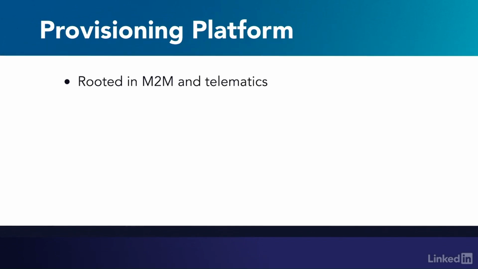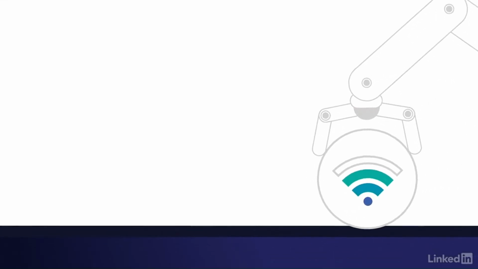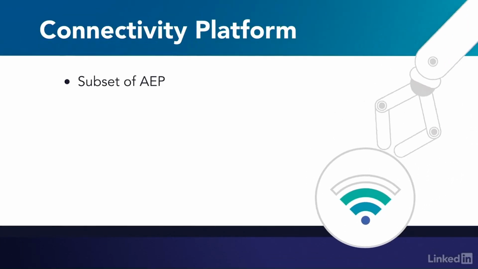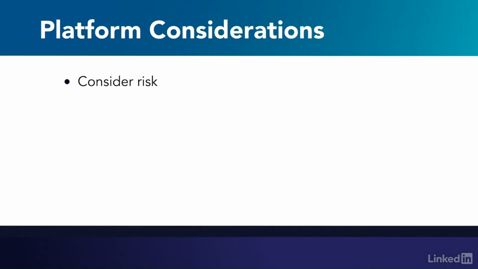It has history in M2M and telematics. Its primary purpose is to provision a SIM card to establish a cellular connection. The third type of IoT platform is called a Connectivity Platform. It is a subset of an AEP, and it simply establishes a connection between a software module on the embedded system and the Internet. This is generally what connected products use. When using an IoT platform, consider the risk of building your application on rented land. Develop it in a modular way so it can be moved to a different platform.